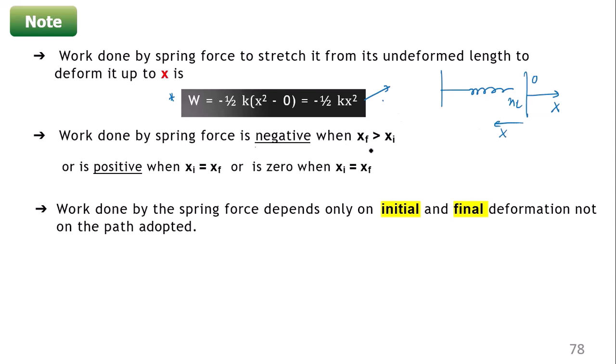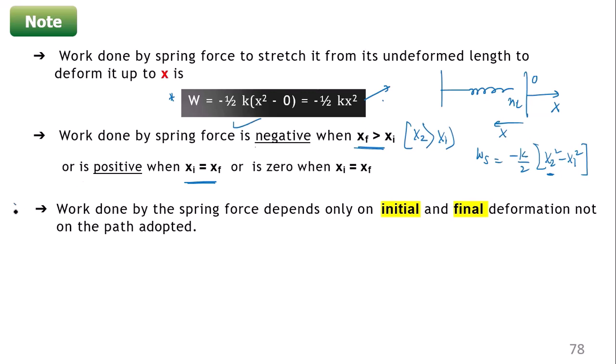But if I consider the situation where final is more than initial, x2 is greater than x1, in that situation it is negative, because work done by the spring force is equal to minus k by 2 into x2 square minus x1 square. Since x2 is more, it is negative. If both are the same, it is 0. And if x2 is less than x1, then it is positive. Okay, it depends on the situation.